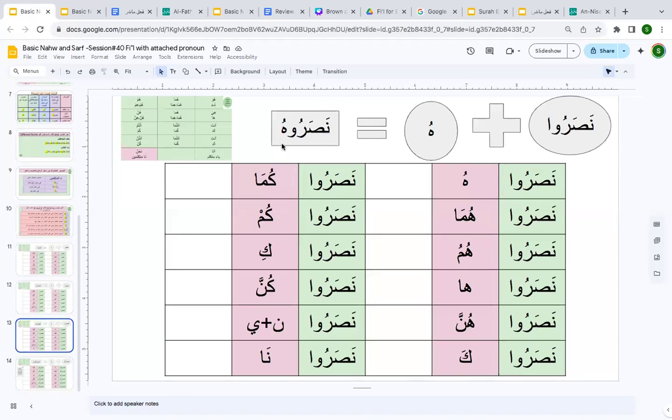Do you notice the example that I have written for you all here? Nasaruhu. I just removed the alif. Whenever the word nasaru has an alif, which is just for the imla purpose, just for the writing of the Quran or of the Arabic language, this alif gets dropped when a pronoun gets attached to this waw. So in this word nasaruhu, how will you translate?